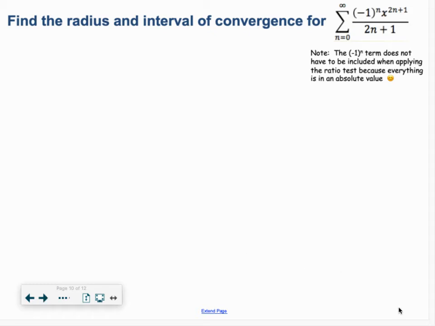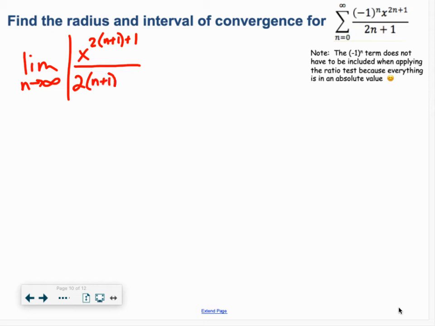One more. Find the radius and interval of convergence. So let's do our ratio test. When you do the ratio test, I put a little note to the side here. You're doing everything in absolute value, so you don't have to worry about the (-1)^n because it's going to go away with the absolute value. So you're left with x^(2(n+1)+1) over 2(n+1)+1 times (2n+1) over x^(2n+1).